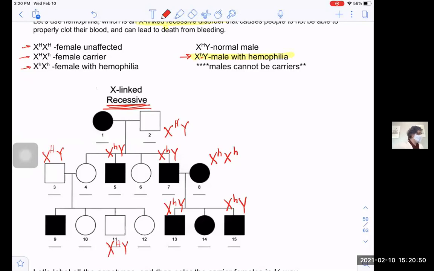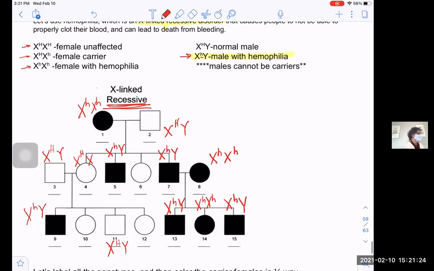And then any females that are filled in, we know their genotype already. And now we have 4 females that we have to figure out what their genotypes are. Because they're not filled in, we know they have at least a big H. We're wondering what their other letter is. So I'm going to write all of my females with their H, and then I'm just going to leave their other X blank.